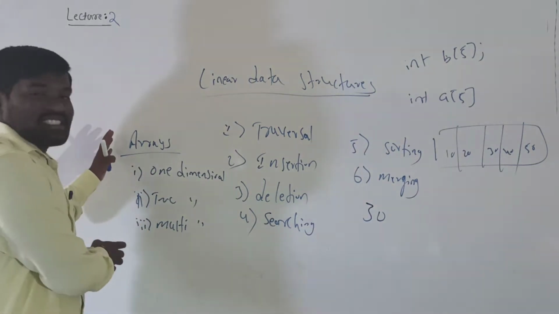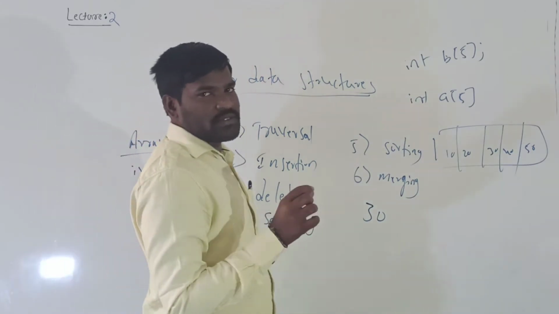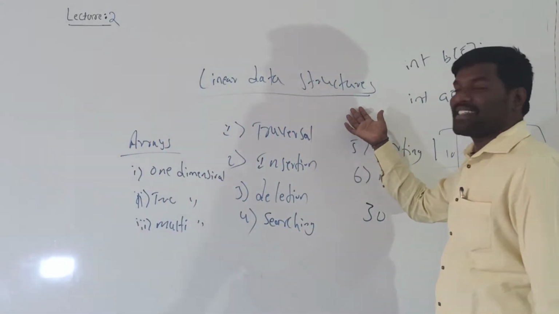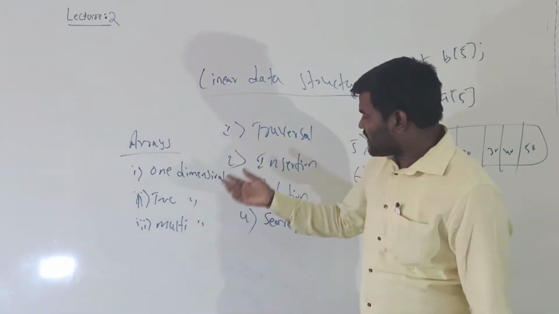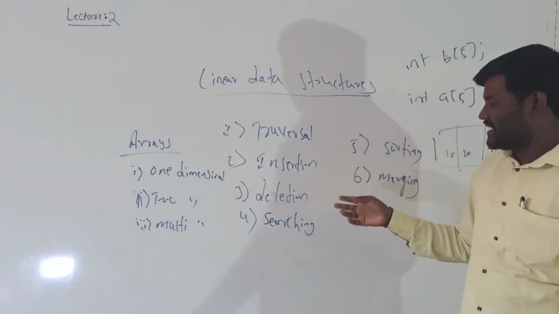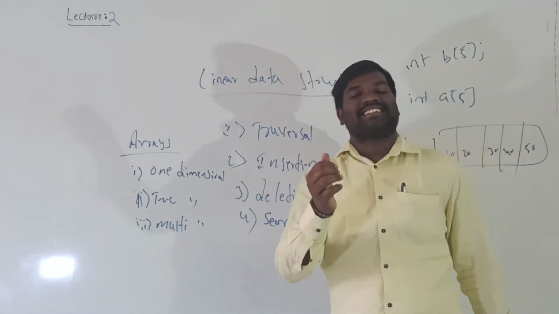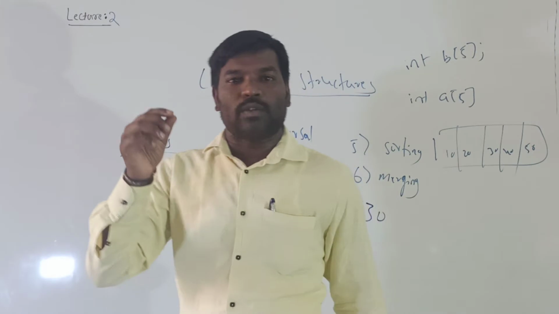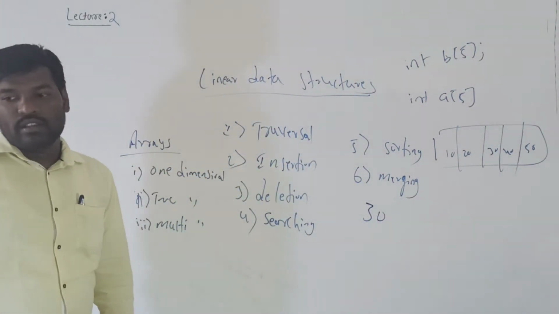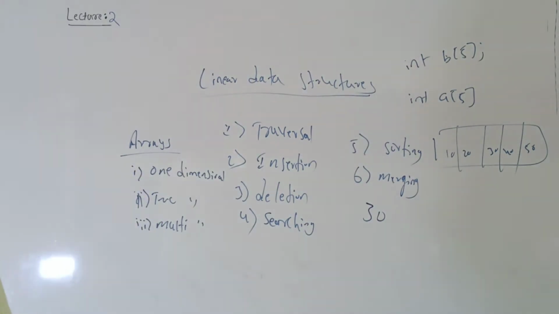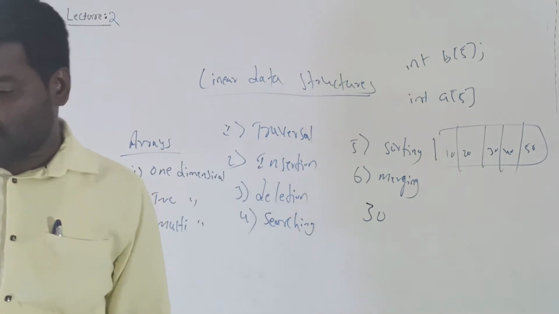And the operations on the arrays are again the same. Whatever operations we perform using the linear data structure, the same operations can be performed using the arrays. Again traversing, insertion, deletion, searching, sorting, merging. Because linear data structures are nothing but homogeneous data elements, obviously it is related to arrays only. Okay, so both the answers are the same here, linear data structure operations as well as array operations.